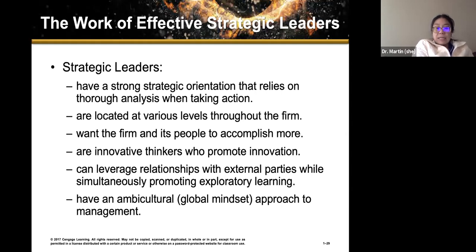Strategic leaders can leverage the relationships with external parties and promote exploratory learning. So, who are external parties? Again, we're going back to talking to people who are also in your industry. And there are lots of affinity groups in that way, and also being part of membership organizations oriented around the function of an individual, be that a program manager or an accountant or a financial analyst.